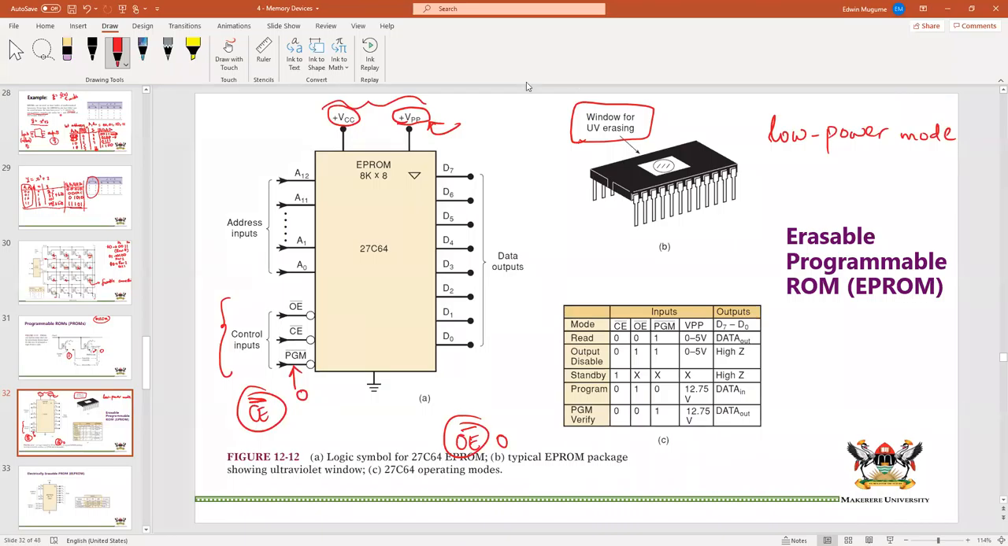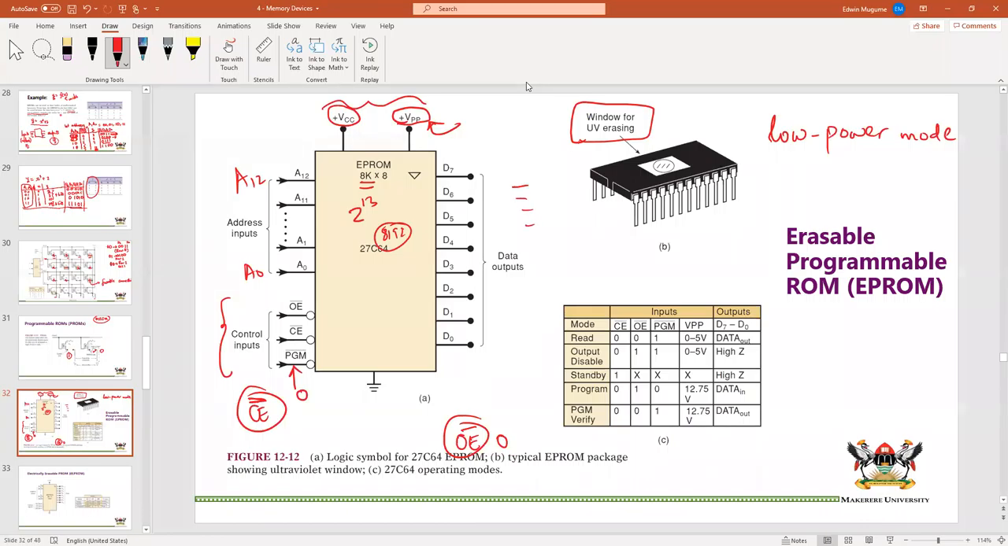And as you can see, this is 8K. 8K memory cells, that's 2 to power 13. 2 to power 13 is 8K, 8192, I think. So that's why we have address inputs from A0 to A12. Those are 13 different inputs, and the 8 obviously are on the output.